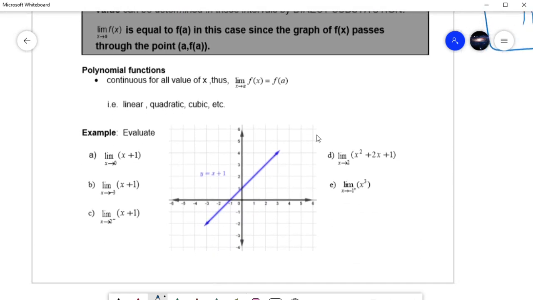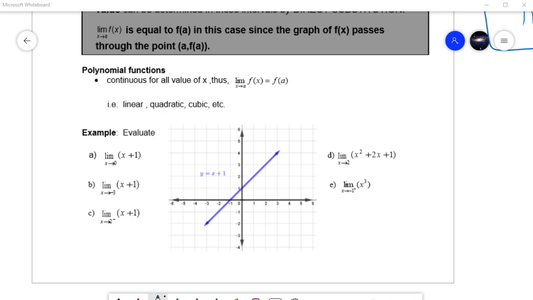Let's look at an example here. I think this illustrates it nicely, right? So this one, it's a polynomial function, and it's a straight line there that they've got. You can tell me the limit anywhere you want on that line by simply finding the point, and you're done. This is very, very, very straightforward.